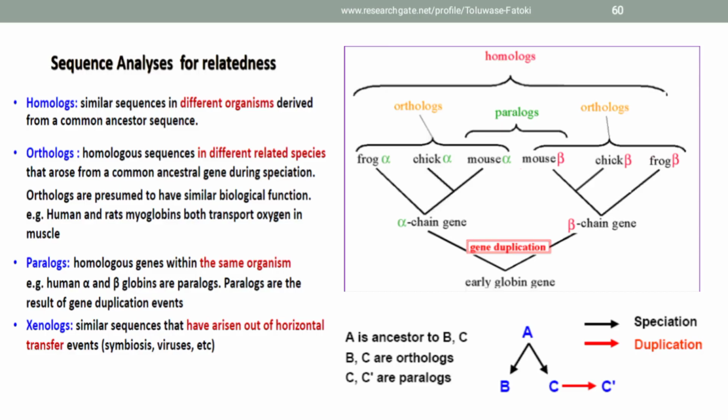Then within the similarity, you can distinguish those that occur as a result of a speciation event, which is an ortholog, and those that occur as a result of a gene duplication, which is a paralog. Then we have xenolog, which is a result of what we call lateral gene transfer, between microbes, or between a beneficial microbe and the host, a kind of symbiotic relationship. That's what we call lateral gene transfer.